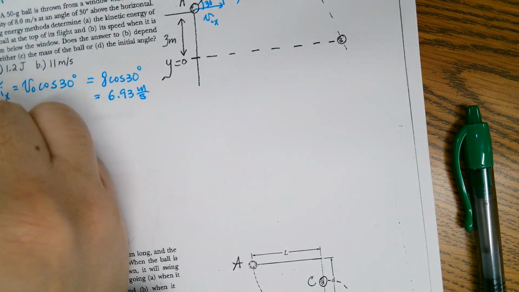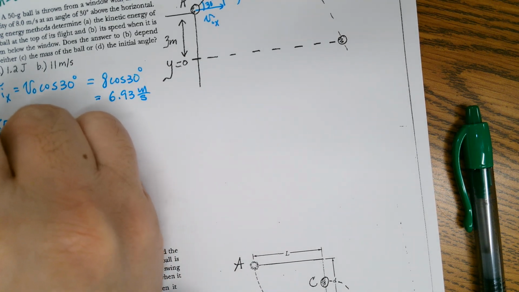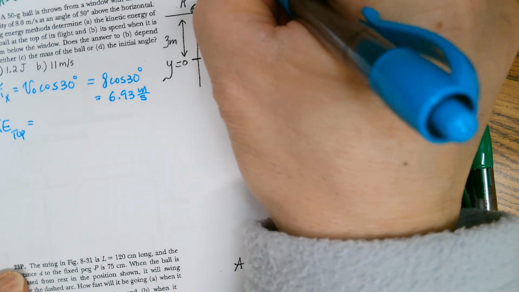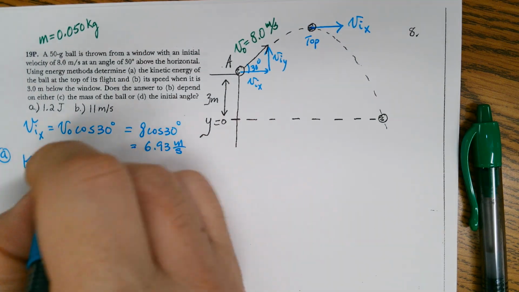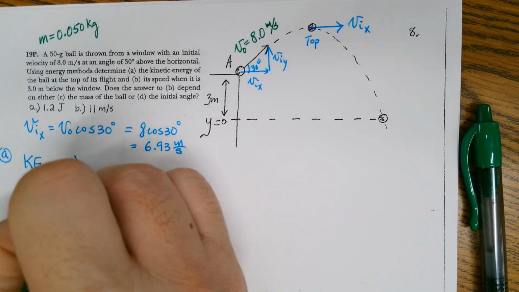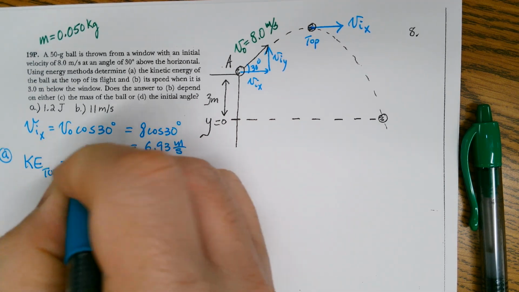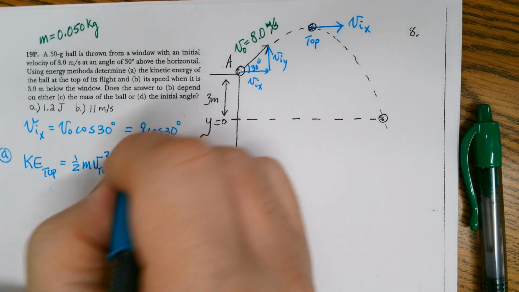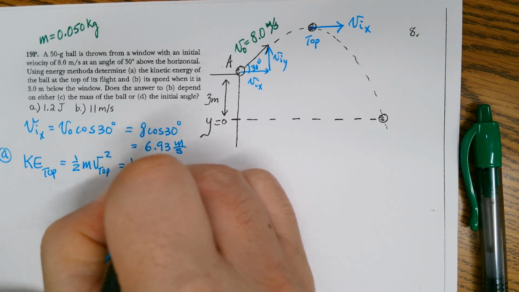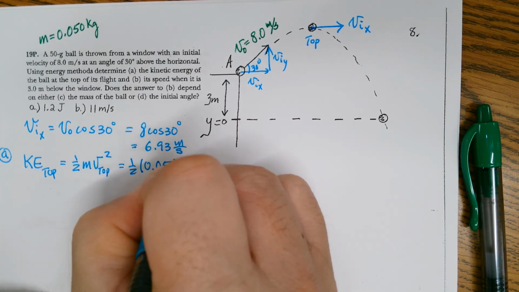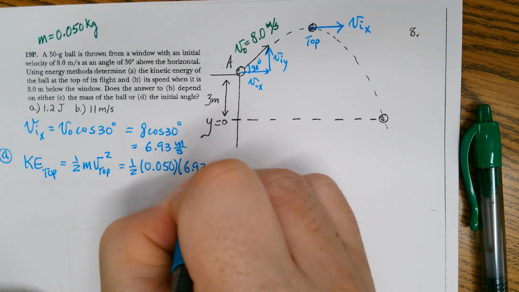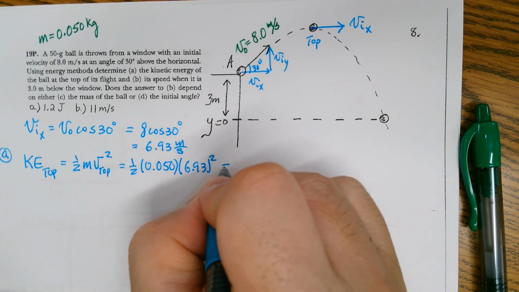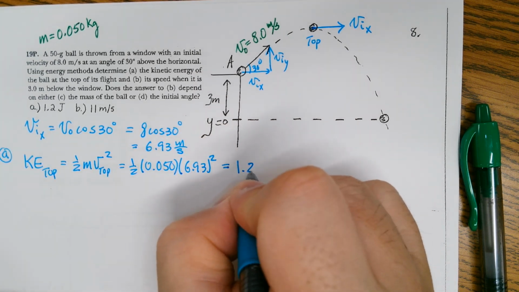Therefore, for part A, the kinetic energy at top is equal to 1/2 mv squared. And that is equal to 1/2 times 0.050 times 6.93 squared. And if you work that out, I think you'll get something like 1.2 joules.